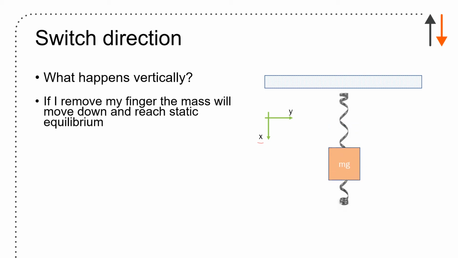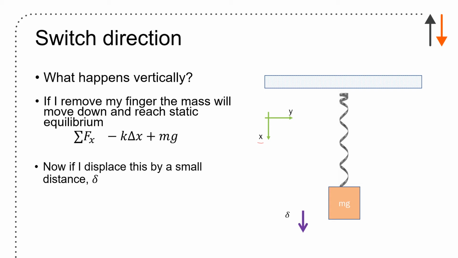And so if I continue and remove my finger, the mass will move down and reach static equilibrium. It's pretty standard. Just do it slowly, make sure I don't have any oscillations, but it'll move down and reach some point. After I do that, I can say the sum of forces in x is equal to minus k delta x plus mg equals 0. Okay, so that's my static equilibrium. Now, if I displace this by a small distance, either up or down, my equation becomes minus k times delta x plus x, plus mg equals m x double dot.